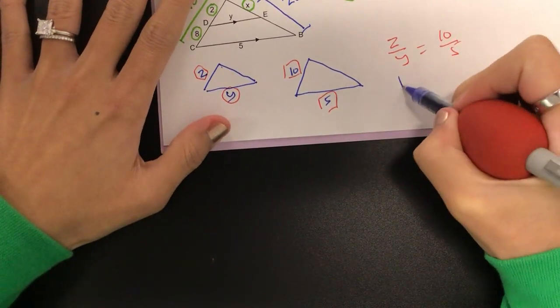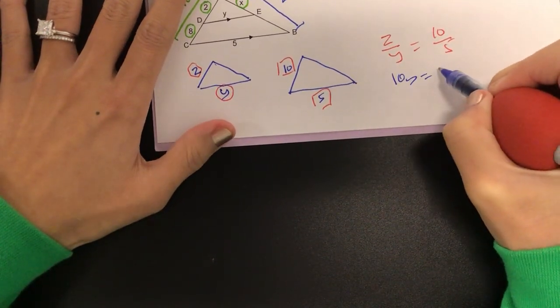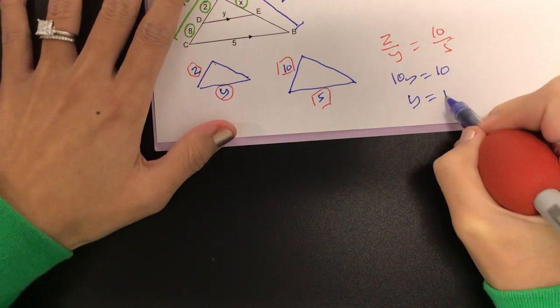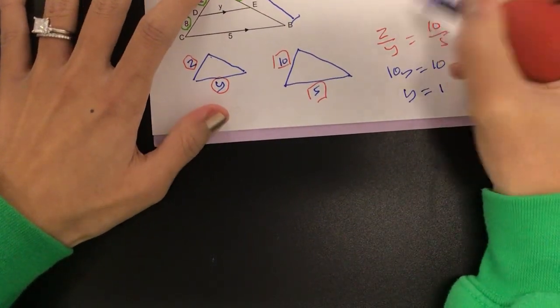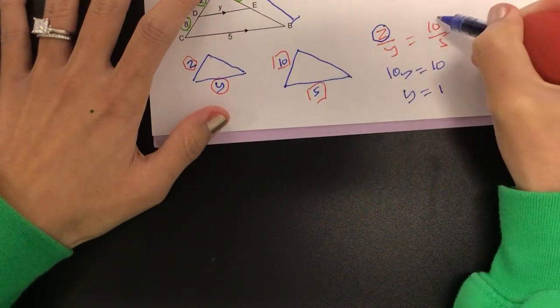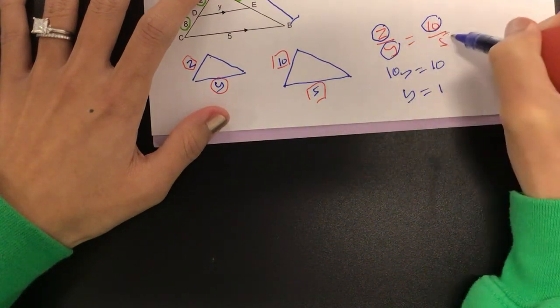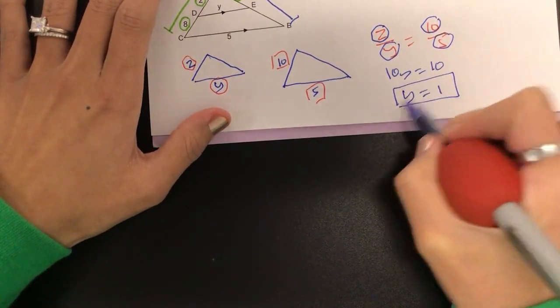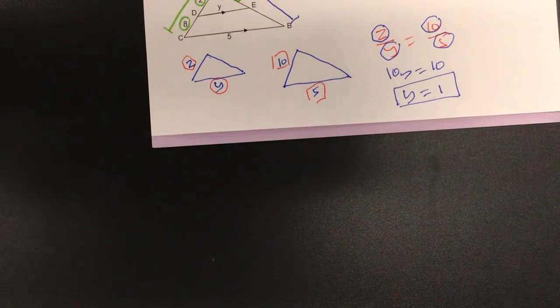So we have 10y is equal to 10. What is our y then? 1. Another way to actually do this, we could say 2 times 5 is 10, so 1 times 5 is 5. So we have y and x. Done. Okay, questions on that?